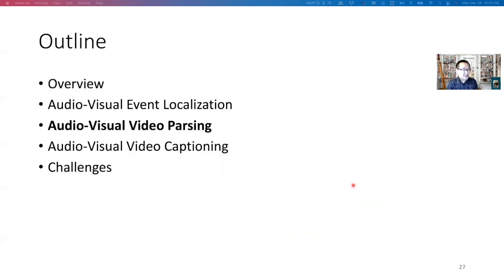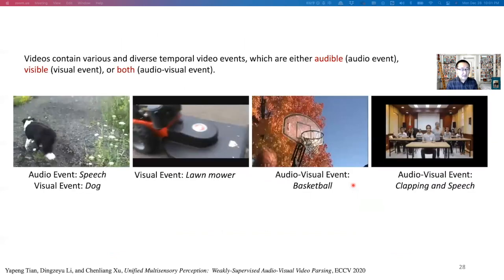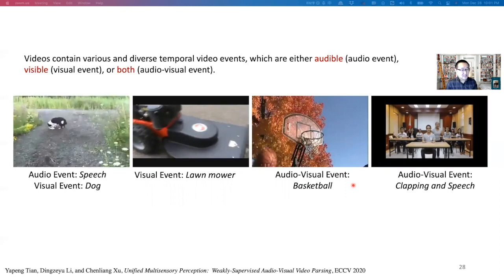Next, we'll talk about audiovisual video parsing. Videos contain various and diverse temporal video events, which are either audible, visible, or both. Here are some examples.